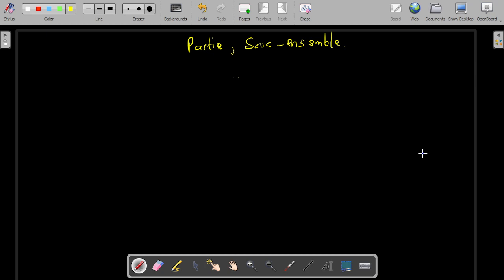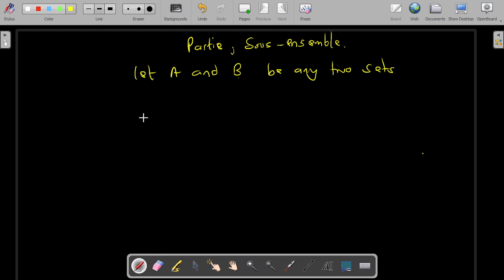So in today's video, we're going to be talking about subsets, or parties et sous-ensembles. Whenever we have two sets, let A and B be any two sets. Whenever you want to signify that every element of the set A is also an element of the set B, we can use the idea of subsets, or the symbol for subsets, what we can also refer to as les sous-ensembles et les parties.